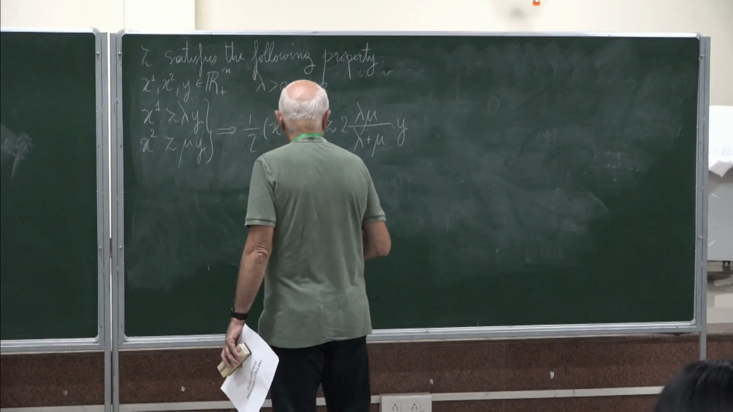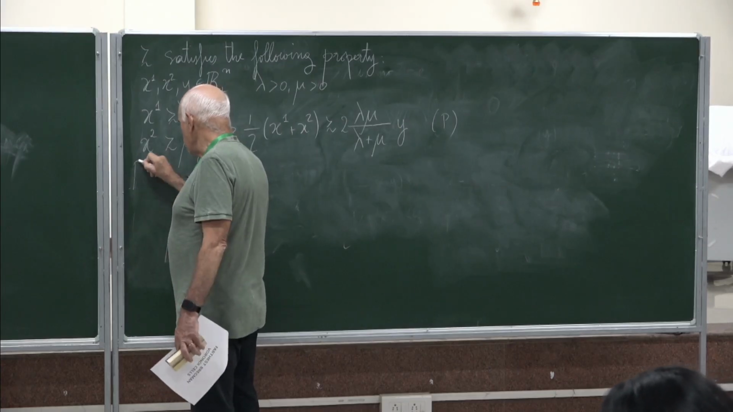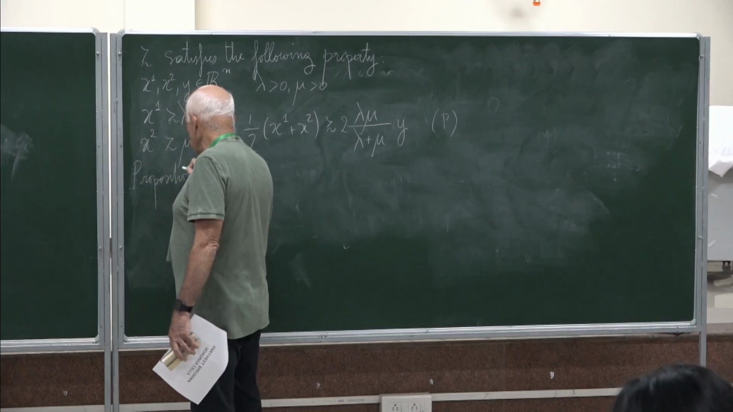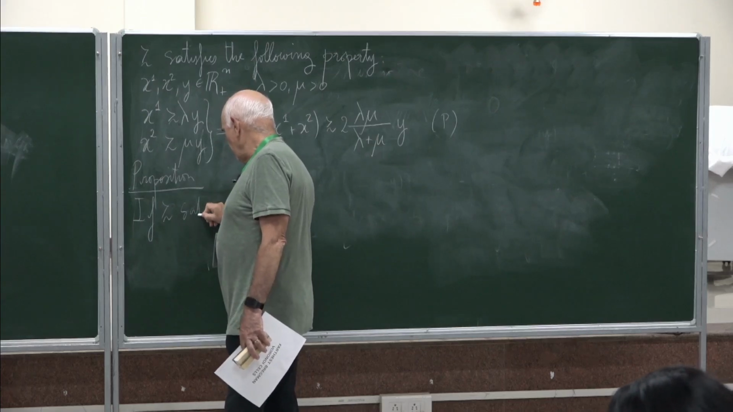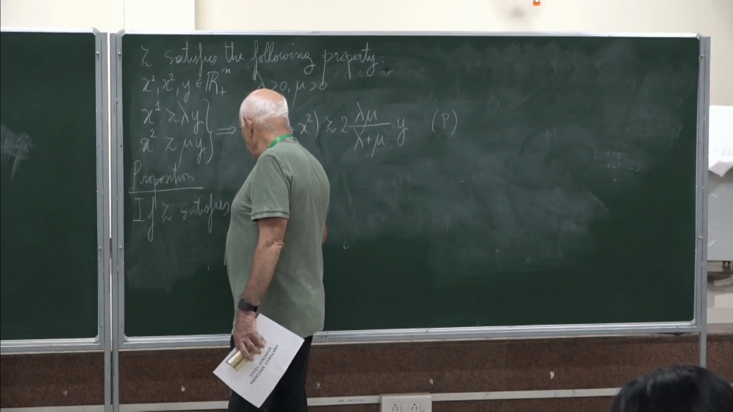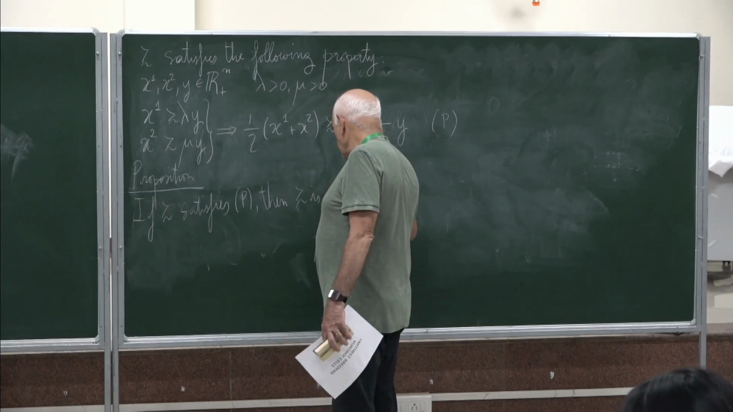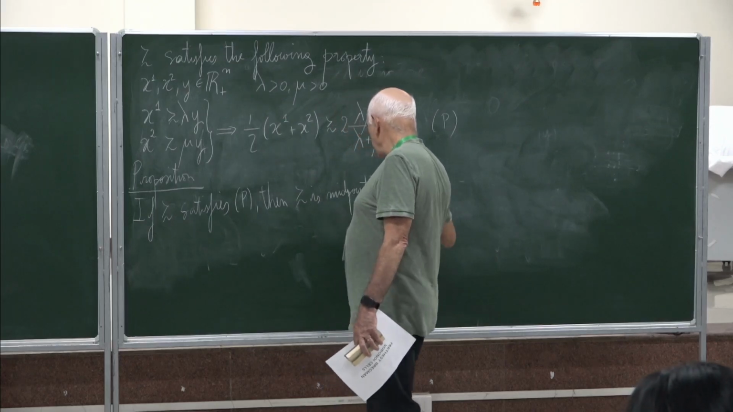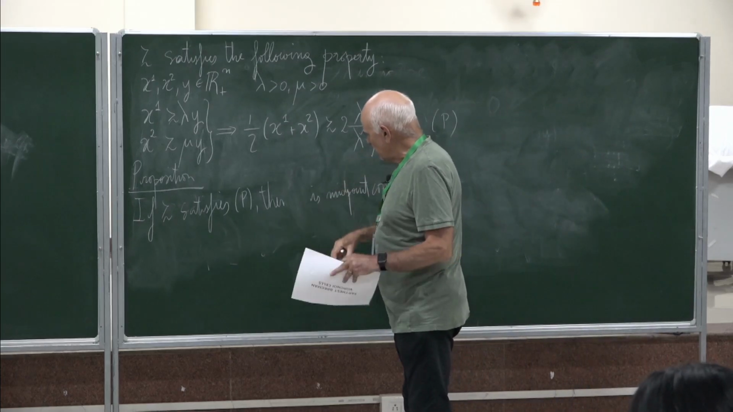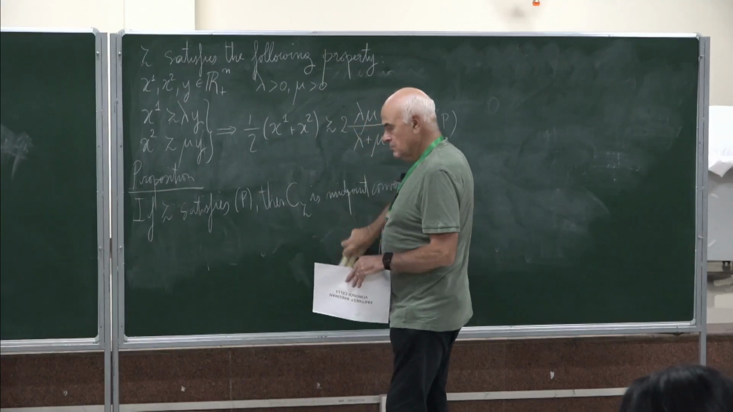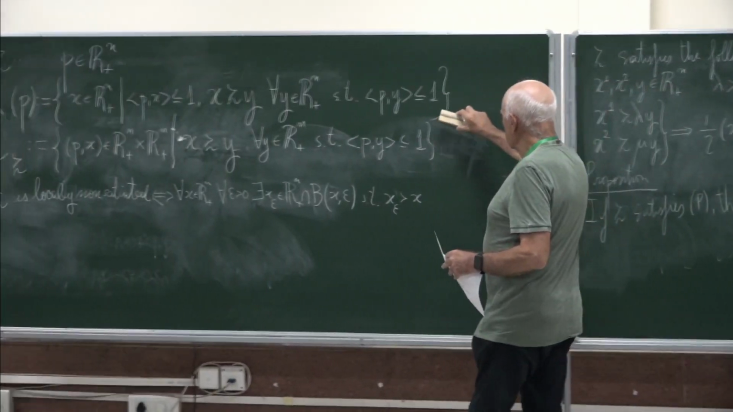Okay, but let's consider the general case of midpoint convexity. Then, let's call this property P. Proposition: if this satisfies P, then the set is midpoint convex. Let's prove it.